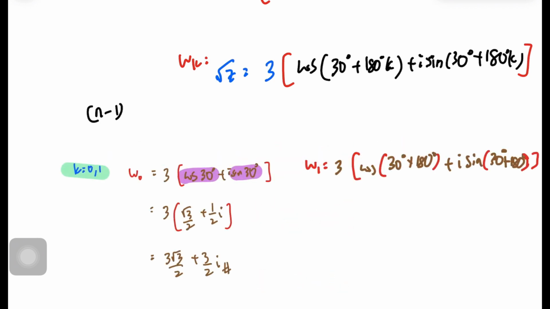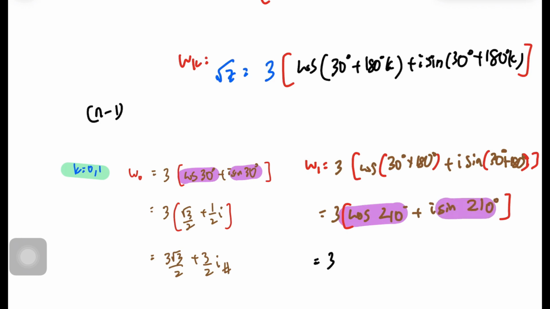Now let's find your answer when your k is equal to 1. For w1, your k is equal to 1. So let's put in our value, 3 in bracket cos 30 degree plus 180 degree plus i sine 30 degree plus 180 degree. Therefore, your answer will be 3 cos 210 degree plus i sine 210 degree. So if you ask for polar form, this is your answer. However, if you want to give standard form, you need to open up this value here. So let's open up. Your answer will be 3 in bracket is minus root 3 over 2 minus 1 over 2i.